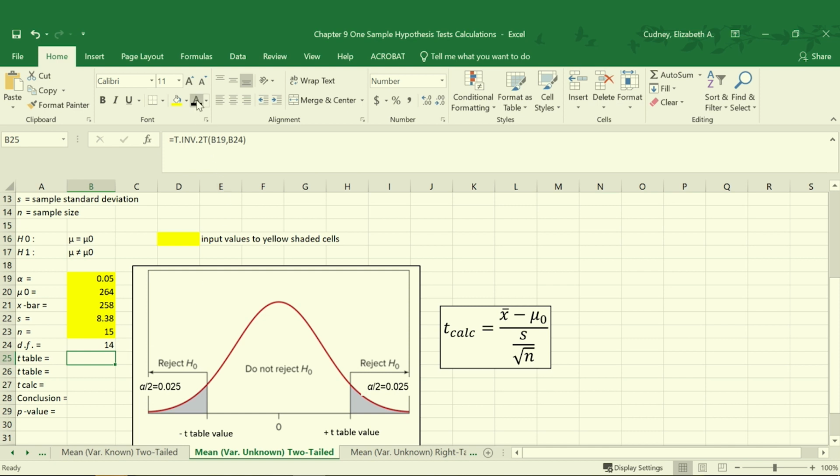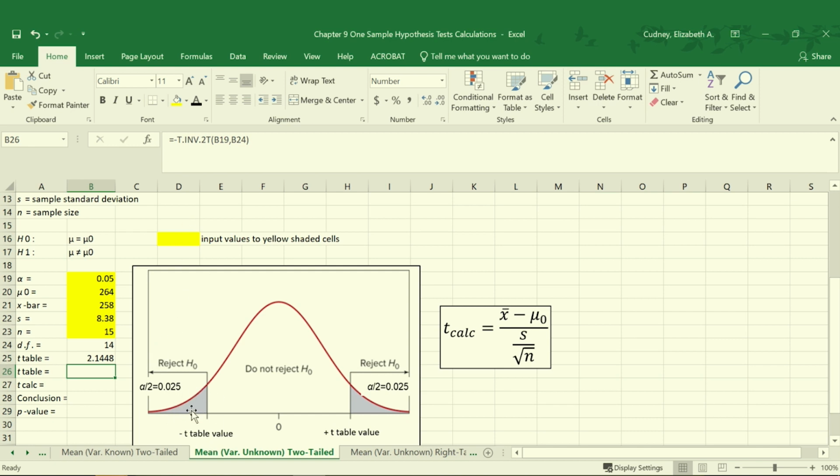Then for our t-table, we can calculate our t-test statistic. We're going to use the T.INV.2T function, using our alpha value of 0.05 from cell B19 and our degrees of freedom, which was 14, from cell B24. So our positive t-value is 2.1448.